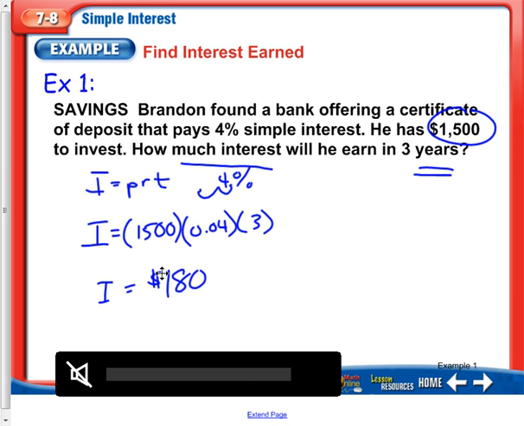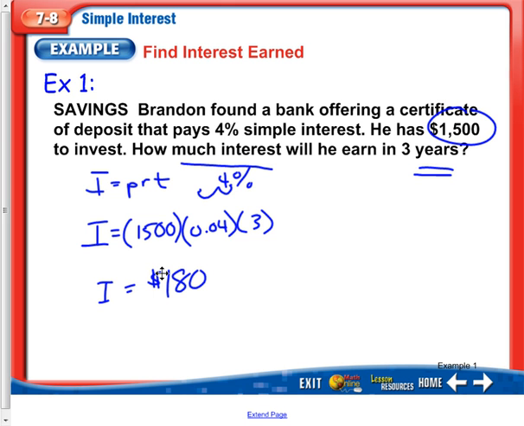So what that means is if we put $1,500 in the bank for 3 years and the bank gives us 4% simple interest, at the end of those 3 years, we will not only be able to get our $1,500 out, we will also be able to get out $180 because our money actually made money for us.